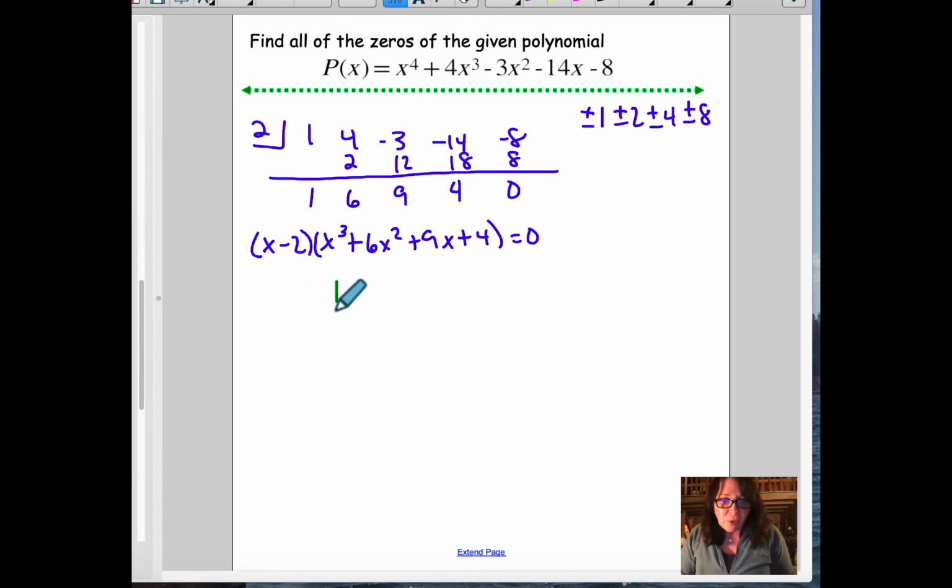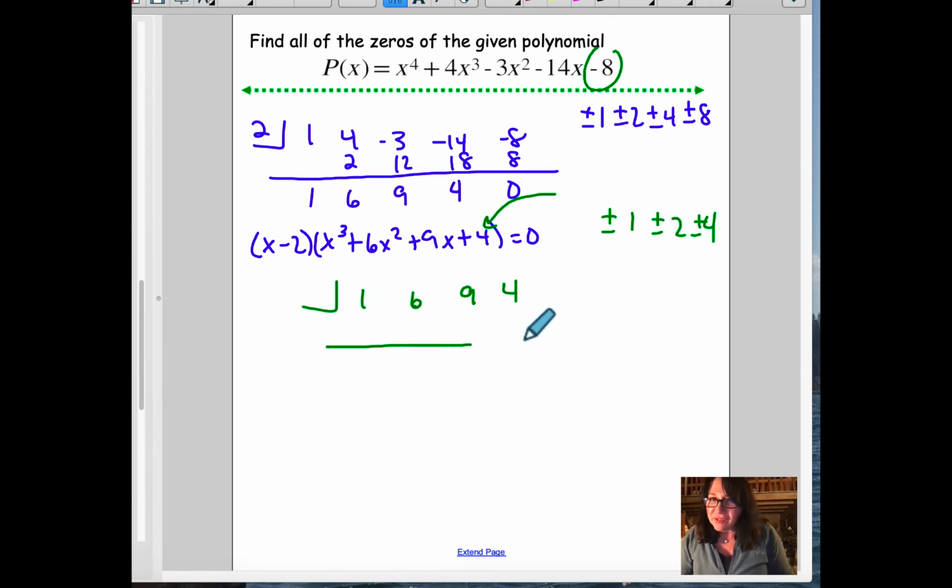And so because it's still x cubed, I need to use synthetic division again. And so for this one, these are the factors for the rational root theorem, which are just plus or minus 1, plus or minus 2, and plus or minus 4. Because now I have a new value here, right? I'm not using negative 8 anymore. I'm using 4. So I have 1, 6, 9, and 4. And something to consider here, people, is that these are all positive values, which means that if I choose a positive value here, these values are just going to keep going up and up and up. So I do want a negative value. So I'm going to just try negative 2.